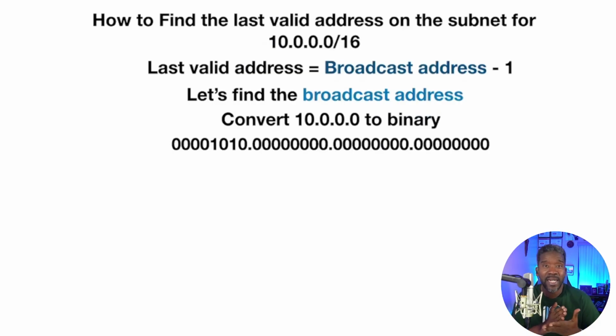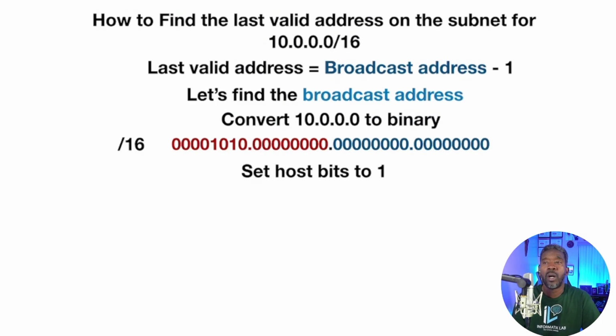When we convert it to binary, we have the binary format like this. And remember, we have /16. /16 means the first 16 bits are for the network portion, and the remaining 16 bits are for the host portion. So I'm just going to separate them for you: 16 bits in red for the network portion and 16 bits in blue for the host portion.